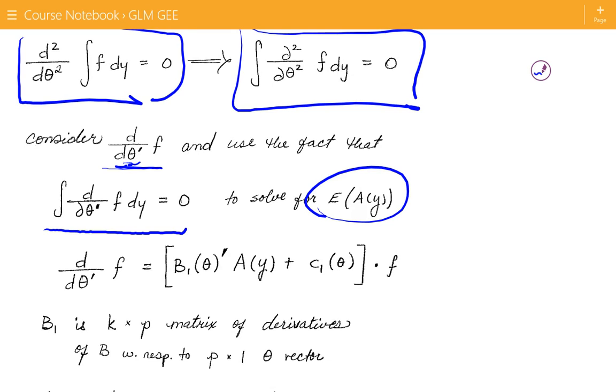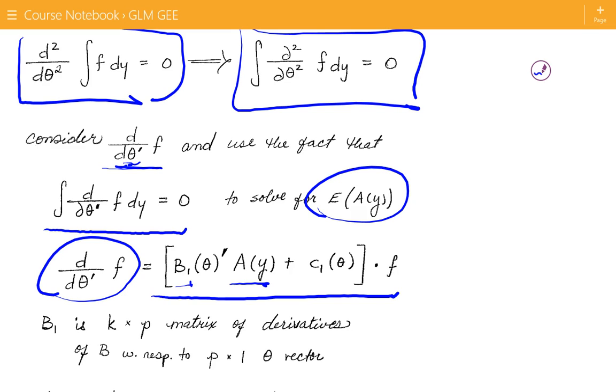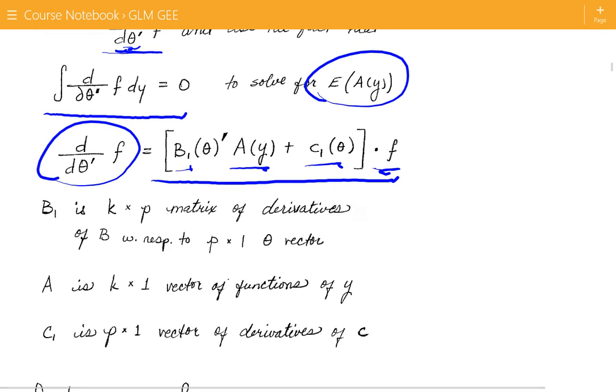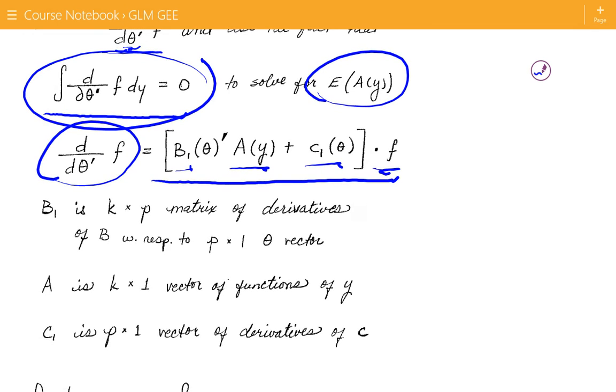So we take the derivative from above and it comes down to the first derivative of the b function with respect to thetas, times the a of y function, plus the first derivative of the c function with respect to thetas, times the density. Notice we said this integral was equal to 0, so we can set this equal to 0. That's something to notice.